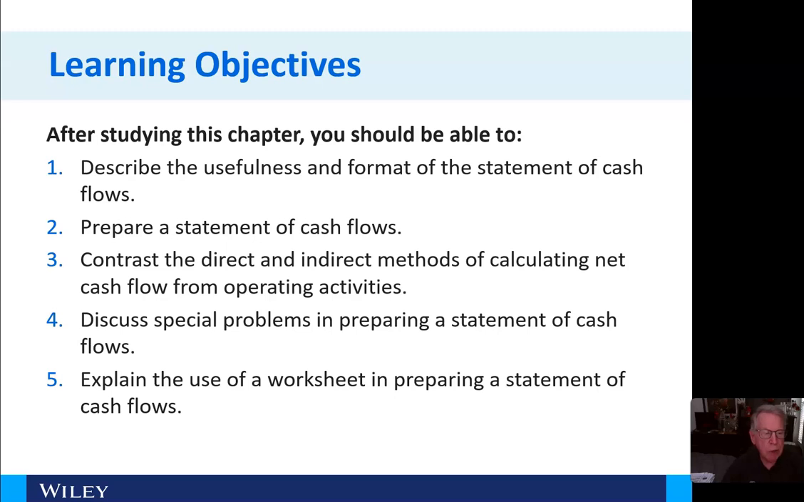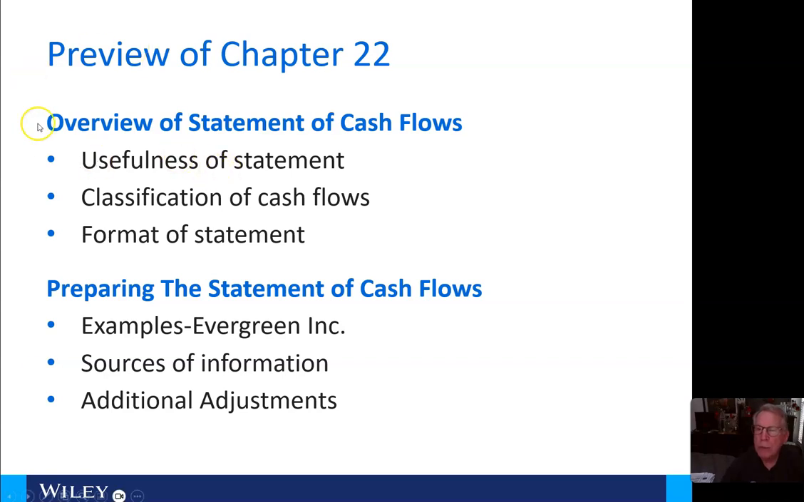To some extent, you've already had some of this learning in your first financial accounting course. But here we're going to preview Chapter 22 by looking at an overview of the statement of cash flow, looking at its usefulness, the classification of cash flows, the format of the statement, and then preparing the statement of cash flows. And we'll have an example of Evergreen Incorporated. And then we'll look at the sources for the information on the statement of cash flows and maybe some additional adjustments we need to make.